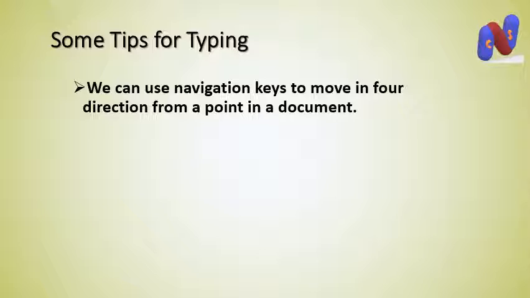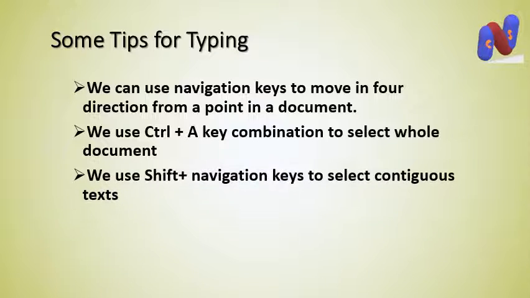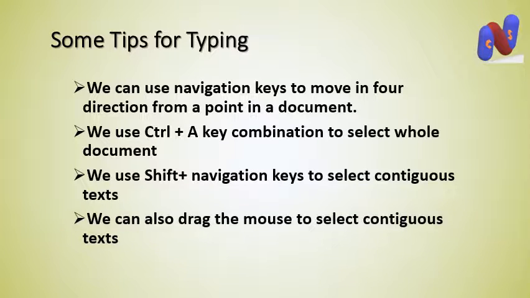We can use navigation keys to move in 4 directions from a point in a document. We use the Ctrl plus A key combination to select the whole document. We use Shift plus navigation keys to select contiguous text. We can also drag the mouse to select contiguous text.